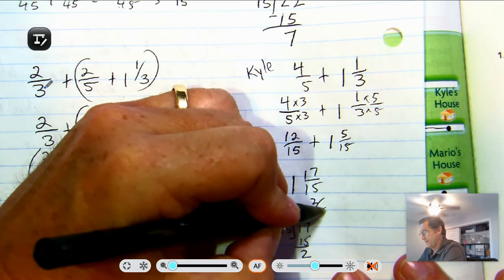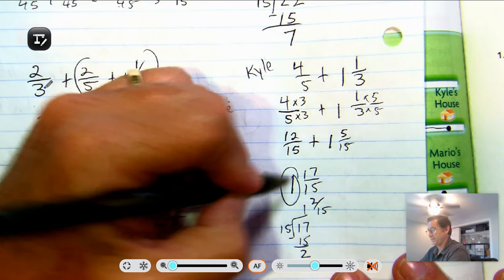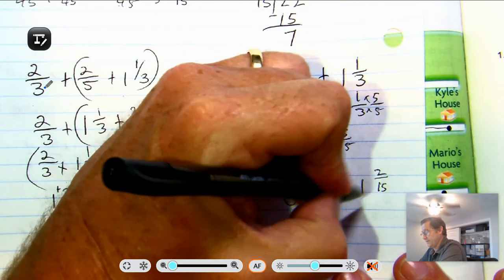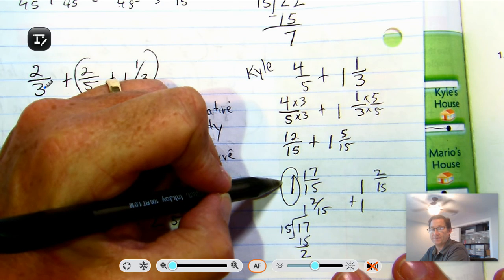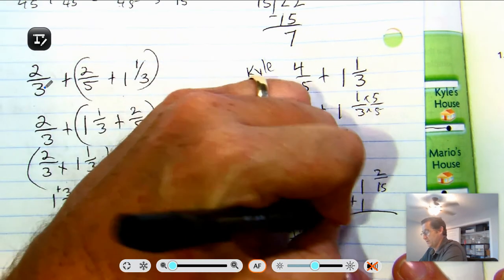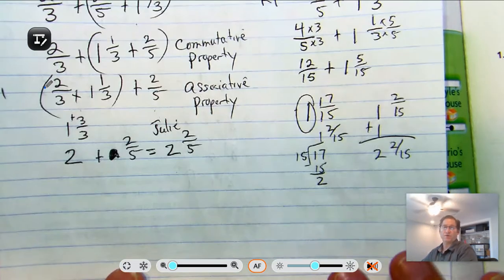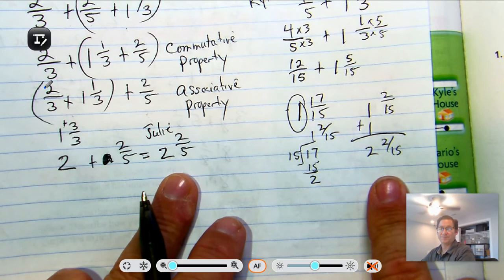And we'd have 1 and 2/15. 1 and 2/15 plus 1. 1 and 2/15 plus the original 1 from the 1 and 17/15 would give me 2 and 2/15. So we're comparing 2 and 2/15 to 2 and 2/5.